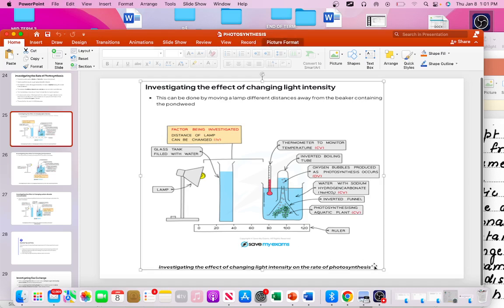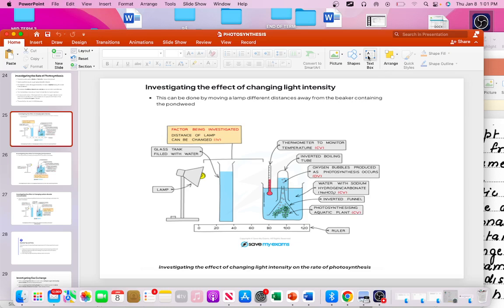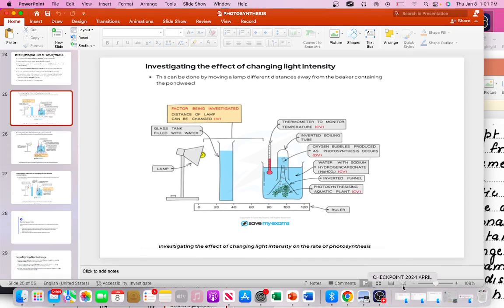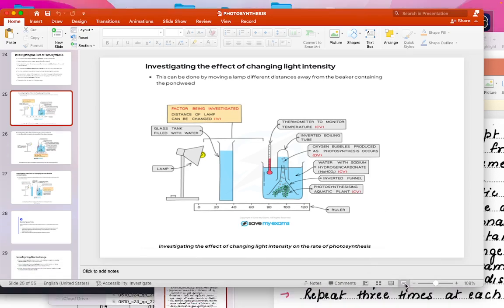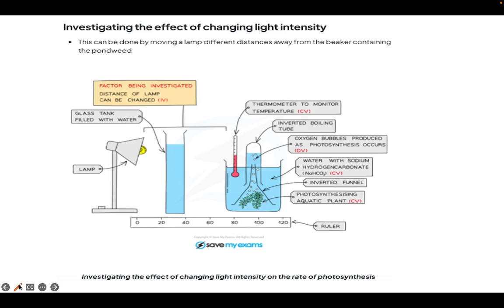If you check very well, let me put it in full screen. Yes, if you check very well, we can see what I can be doing. I have a ruler. So this one is for me to change the distance of the lamp to my plant here. All right? It means I may say at 10 centimeters, at 20 centimeters, at 30 centimeters. I make sure that I move it, yeah? But there is something important.